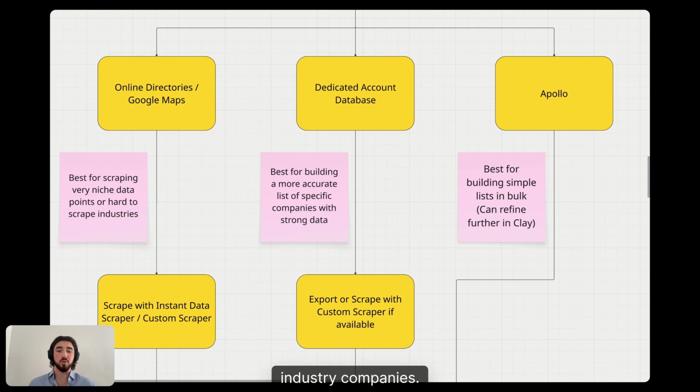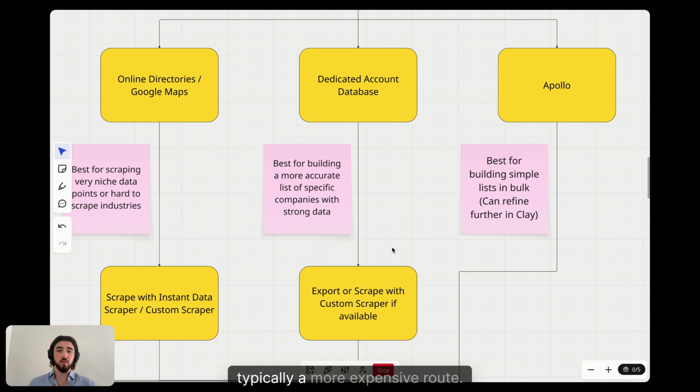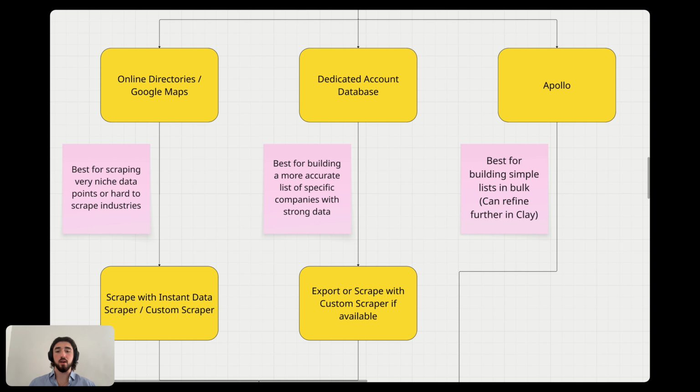and will just have more data in general on each of these industry companies, right? And with this, I mean, it's typically a more expensive route if you're going with one of these databases like Crunchbase, BuiltWith, or Store Leads, versus just using Apollo. So you typically just have to export it, or you can scrape with a custom scraper if it's available. It's probably not. It's kind of gray hat, so up to you, but it's possible.